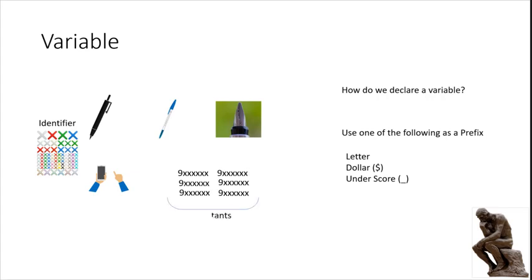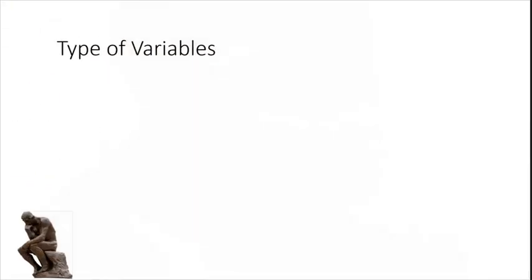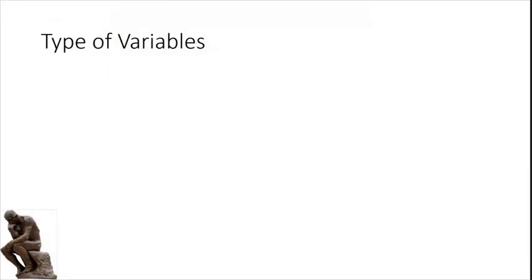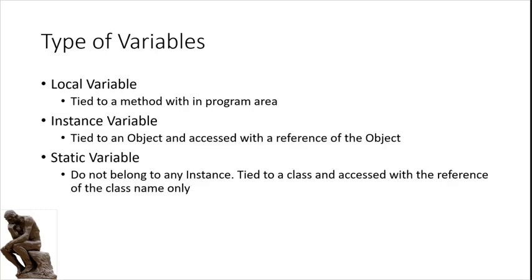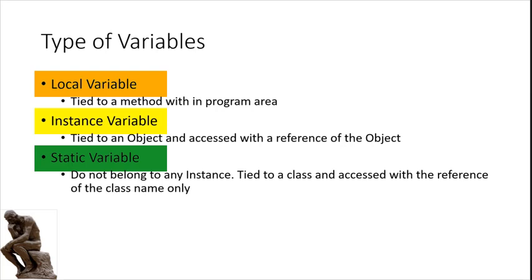Java uses three types of variables based on where they are declared or tied to. If a variable is tied to a method within the programming area, we call it a local variable. A variable that is tied to an object and can be accessed with reference to an object is called an instance variable, and a variable that is tied to a class and accessed with reference to a class name is called a static variable.